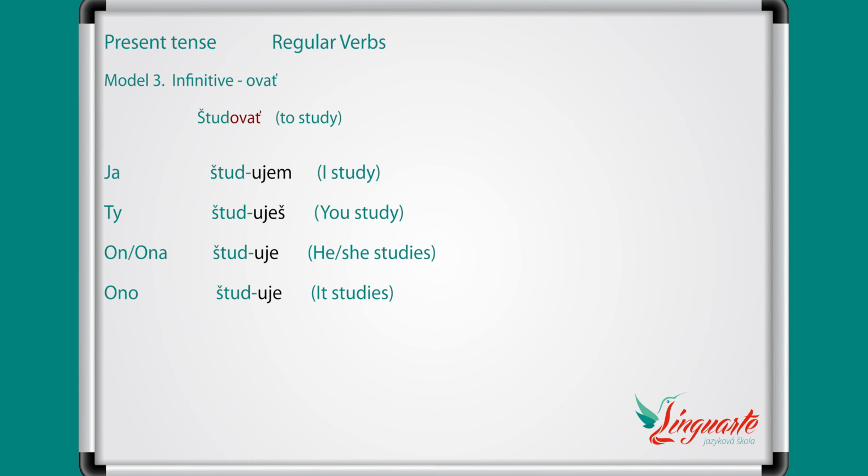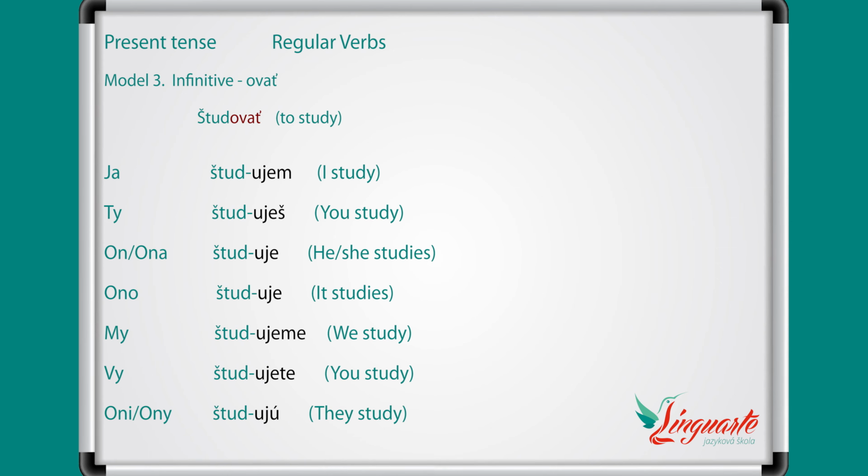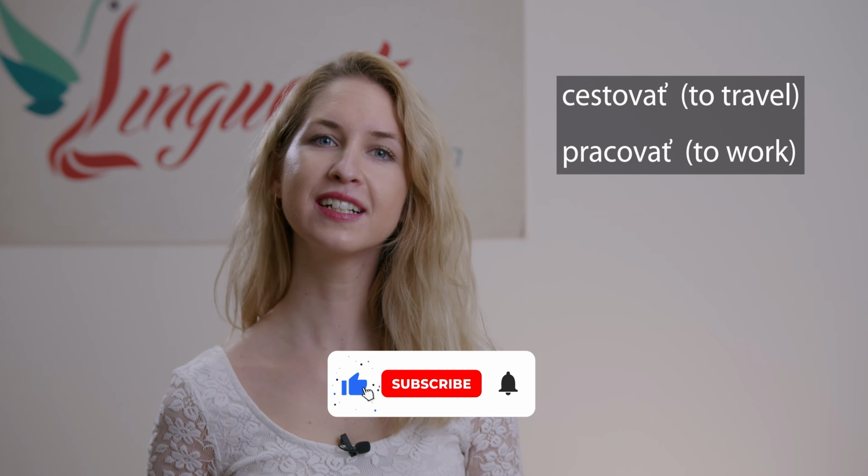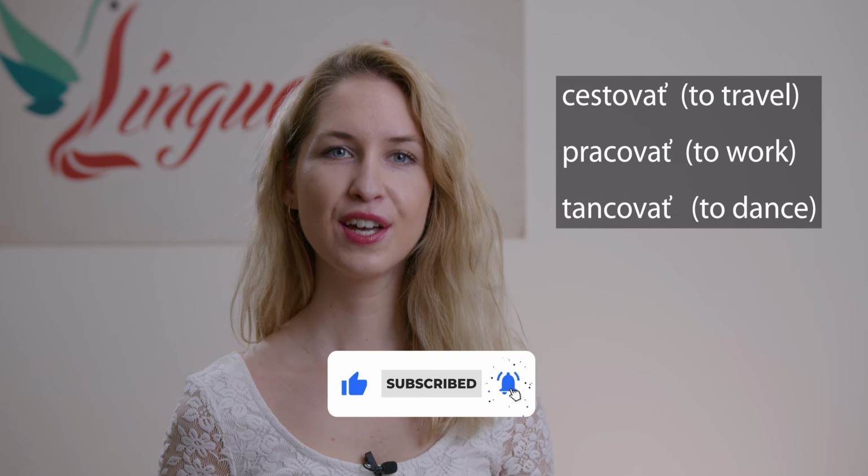For the plurals, my študujeme, we study, ending ujeme. Vy študujete, you study, as a plural, with ending ujete. Oni študujú, they study, with the ending ujú. Other verbs from this group are cestovať, to travel, pracovať, to work, tancovať, to dance, fotografovať, to take a photo, telefonovať, to call.